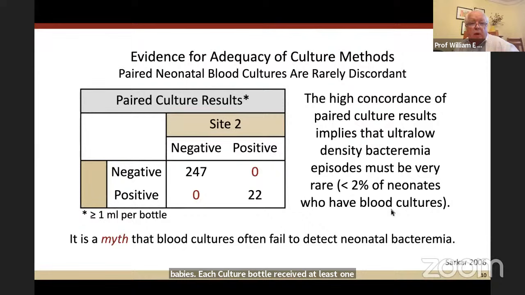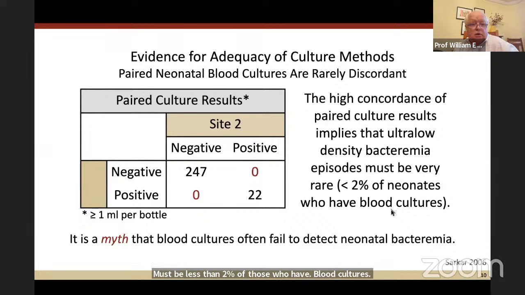And what they found was that 247 were negative in both bottles and 22 were positive in both bottles. That is, the concordance rate was 100% in this series. And this is very compelling evidence that those low density bacteremias, which should give discordant results if they were present in this population, must be very, very rare. And if we look at the probability of something not happening when you observe a series of patients, this indicates that the prevalence of ultra low density bacteremia in babies with neonatal sepsis must be less than 2% of those who have blood cultures.